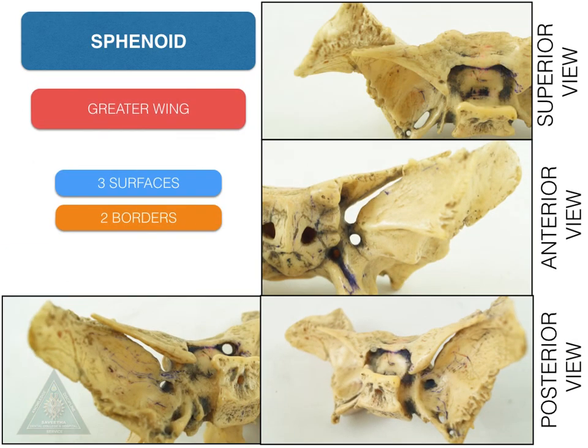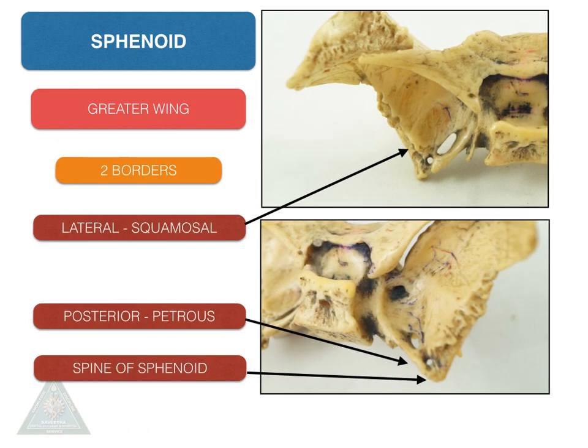Moving on to the borders, the two borders are, we have the lateral squamosal border which articulates with the squamous part of the temporal bone, and we have a posterior border. The posterior border is again in two parts: the medial part which forms part of the foramen lacerum and the lateral part which articulates with the petrous part of the temporal bone. On the medial part, it has the sulcus tubae which lodges the cartilaginous part of the auditory tube. Where the lateral and the posterior border meet, we have the spine of the sphenoid.